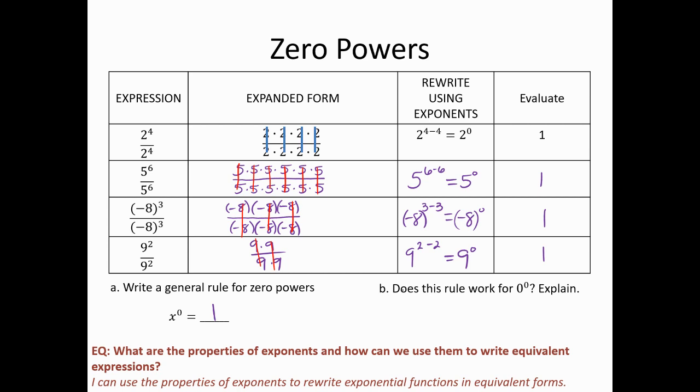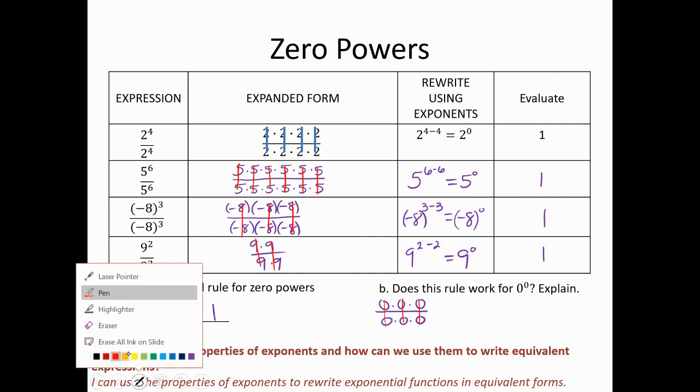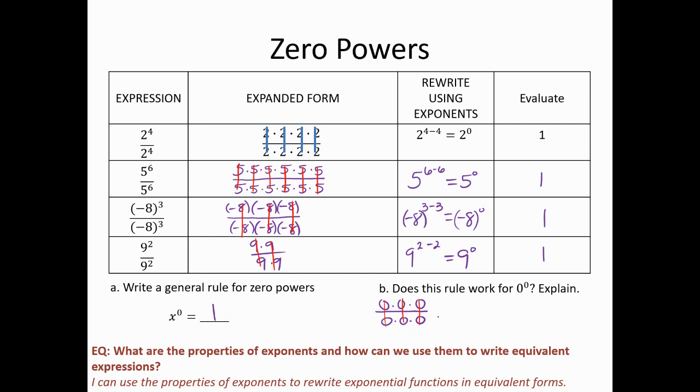Then it asks us, does this rule work for 0 to the 0? Here's the situation. If I do this with zeros, I can pick any number of zeros. Here's what I run into. It looks like it should cancel out in that same way because I have 0 over 0, 0 over 0, 0 over 0. However, we have this rule in math that we are not allowed to divide by 0. So this is actually considered undefined. We can't divide by 0.